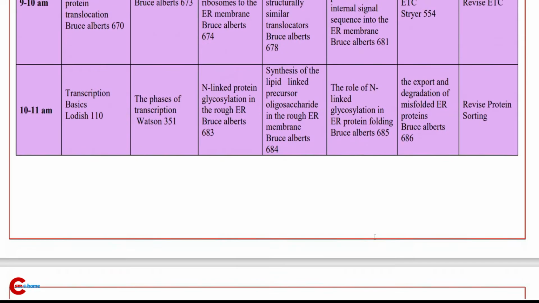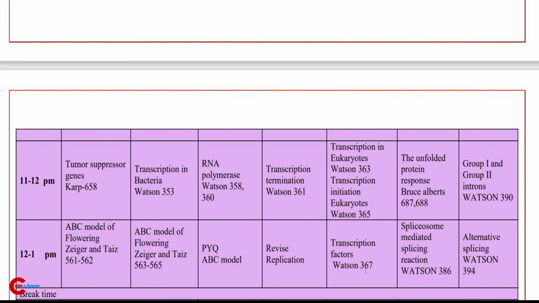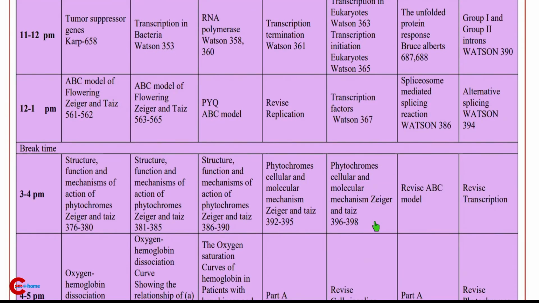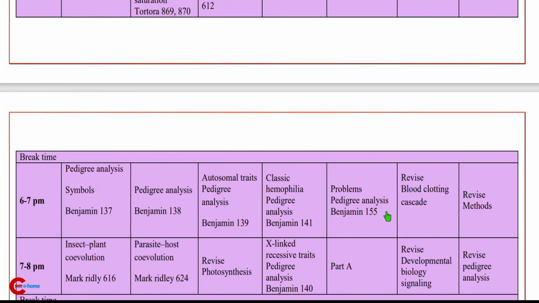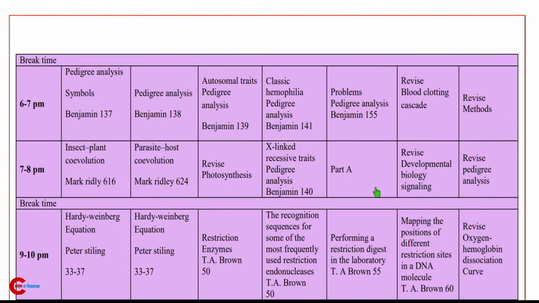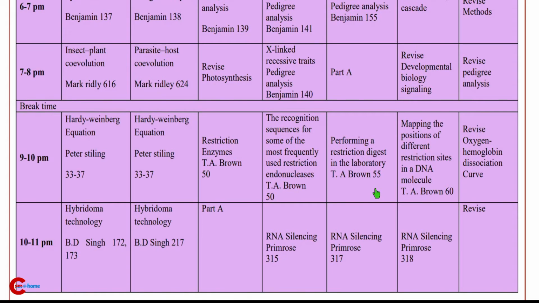Then 11 to 12 p.m., transcription in eukaryotes. Then 12 to 1 p.m., transcription factors. Which book to refer? Watson. Then 3 to 4 p.m., phytochromes. 4 to 5 p.m., revise cell signaling. Then 6 to 7 p.m., pedigree analysis problems. Then 7 to 8 p.m., Part A questions. 9 to 10 p.m., how to perform a restriction digest in the laboratory. Which book to refer? T.A. Brown.